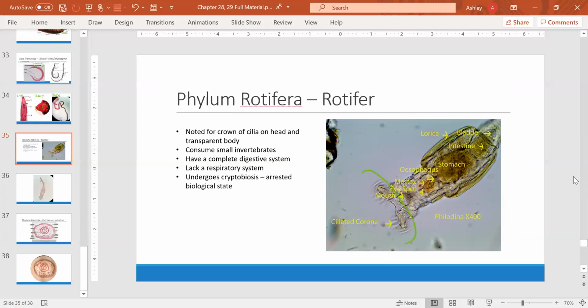But they have crowns, cilia, the crown of cilia, like a circle of hair-like projections on their head. They have a transparent body. Like I said, a complete digestive system. Interesting facts about these are they undergo cryptobiosis, which is a state of dormancy where they basically stop functioning, and then can resume functioning another period of time. Another thing is that some of these species are females only, and they're capable of reproducing with unfertilized eggs.